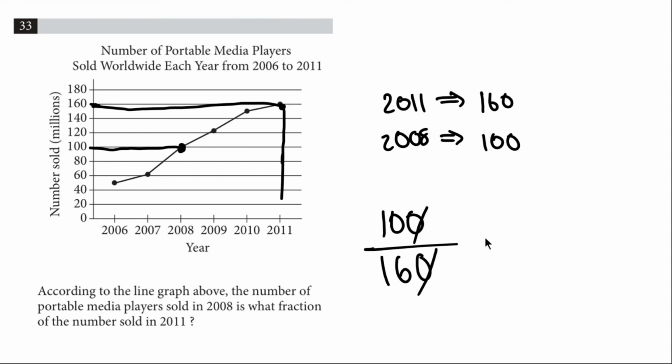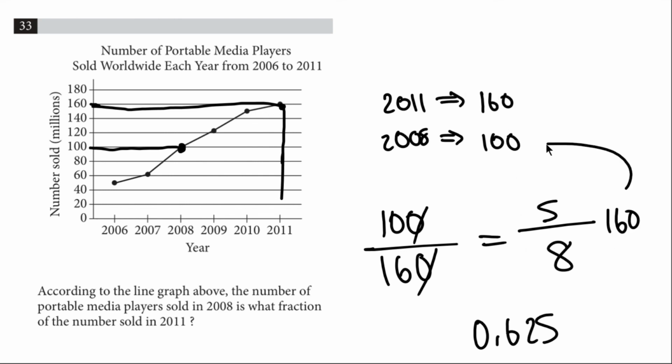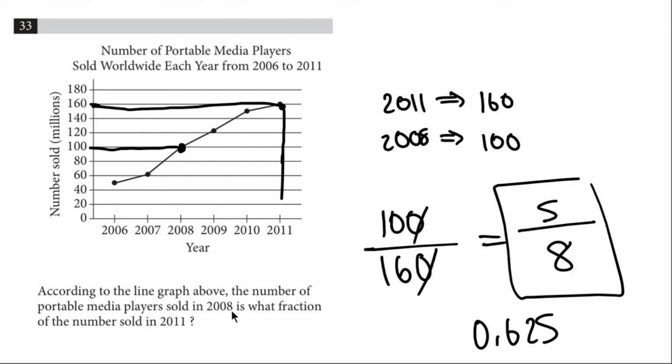Now these zeros will cancel and we'll get 5/8. You can just plug that into the answer sheet, or you could even say 0.625, which is equivalent to that. Either way, this is the fraction of the players sold in 2011. And when you multiply this whole thing by 160, you will get 100. So 5/8 of the players sold in 2011 were sold in 2008. Now let's move on to the next problem.